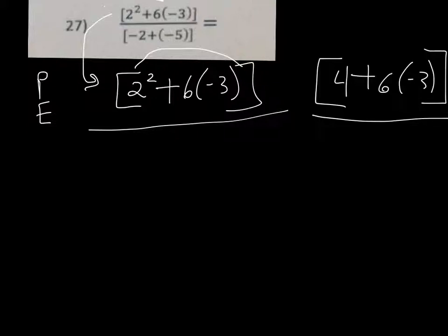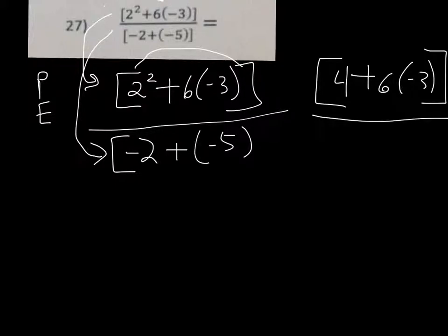Now, let's move down below. And I have the sum of negative 2 and negative 5. Well, the sum of negative 2 and negative 5. If I'm in debt $2 and then I go into debt another $5, where am I at? Negative 7.